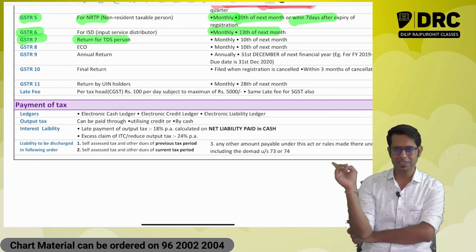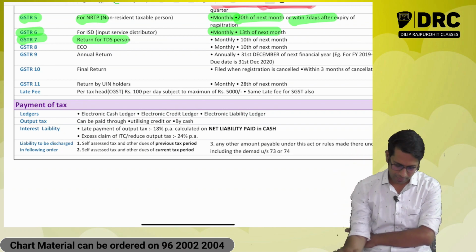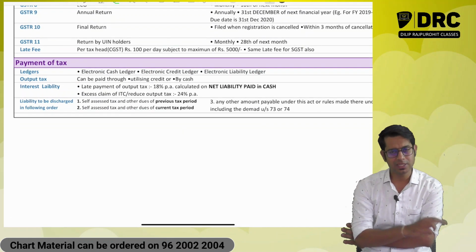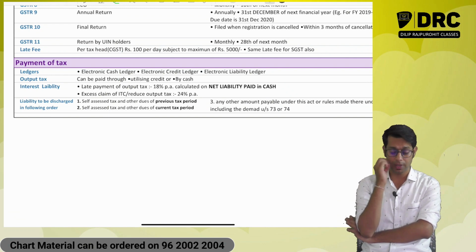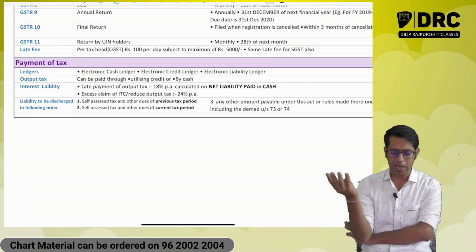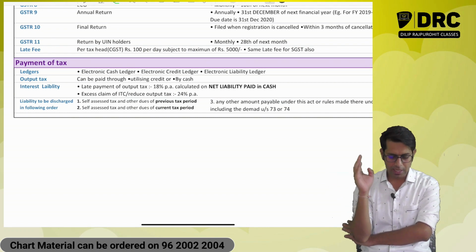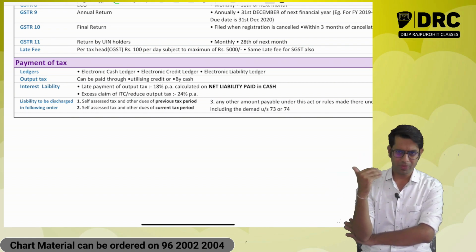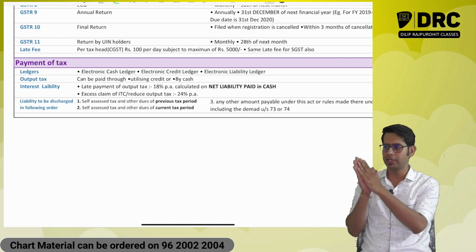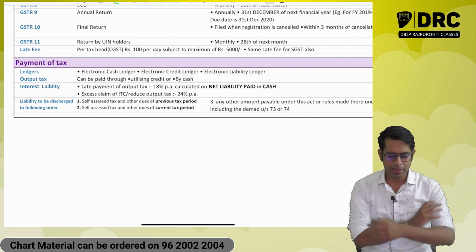Late fees, we have discussed the late fee as per the amendment. Basically, it is ₹100 per day, subject to maximum of ₹100. Payment of taxes, there are 3 lectures under the payment of taxes chapter, which are electronic cash ledger, credit ledger, and liability register. In that, what is important is your electronic credit ledger, the manner of taking input tax credit in this particular chapter. I'll just discuss the other points.